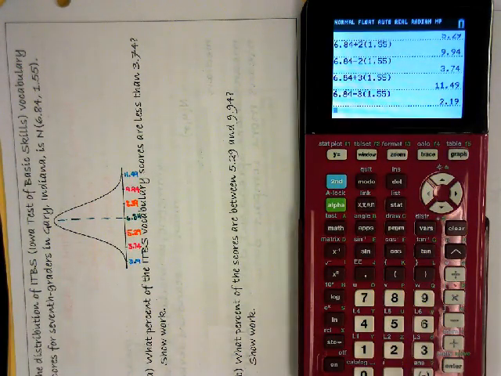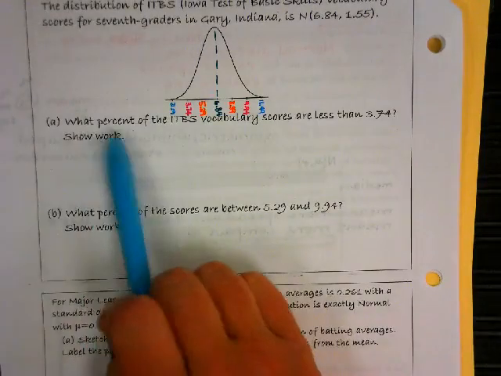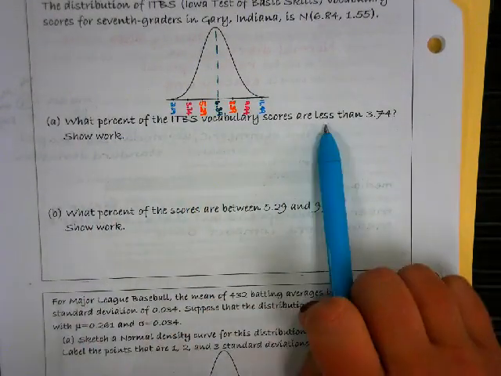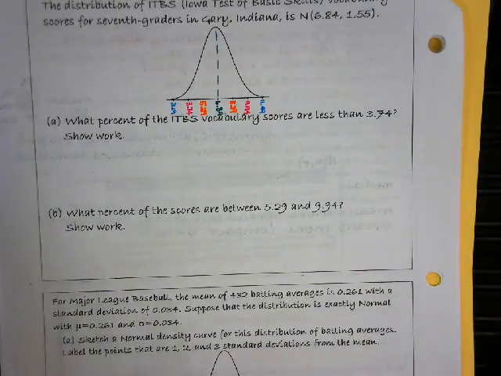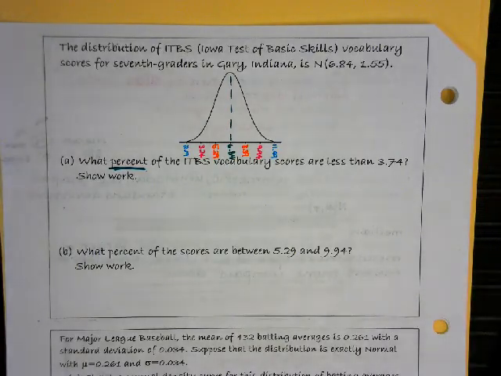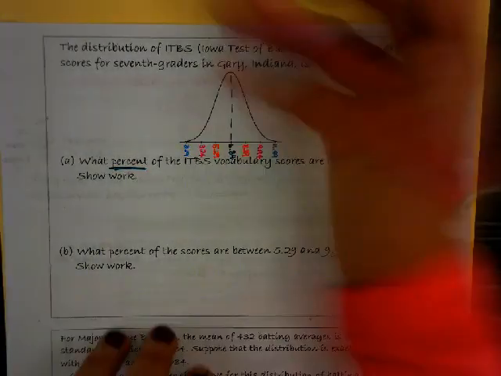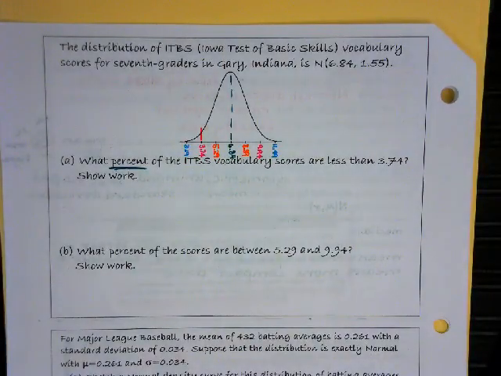I'm going to turn my paper back. So we want to answer what percent of the ITBS vocabulary scores are less than 3.74. It's asking for a percent, so my answer is going to be a percent. 3.74 is this one right here. So we want to know what percent is below that, in that little shaded area?